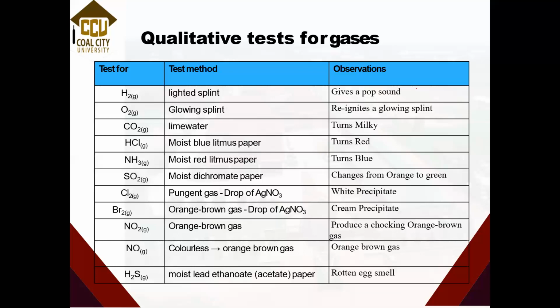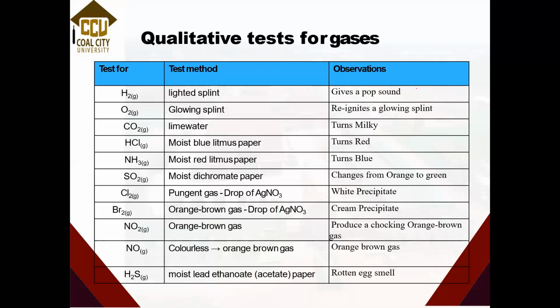How do I test for hydrogen chloride? I can use a moist blue litmus paper. Since hydrogen chloride, hydrochloric acid, is an acid, if I put it near a moist litmus paper, it will turn it from blue to red. What of ammonia? Ammonia is a base, so if I put a red litmus paper, it will turn it from red to blue. SO2, your sulfur dioxide. If I put it with a moist dichromate paper, it will change the color from orange to green. So there will be a color change from orange to green.